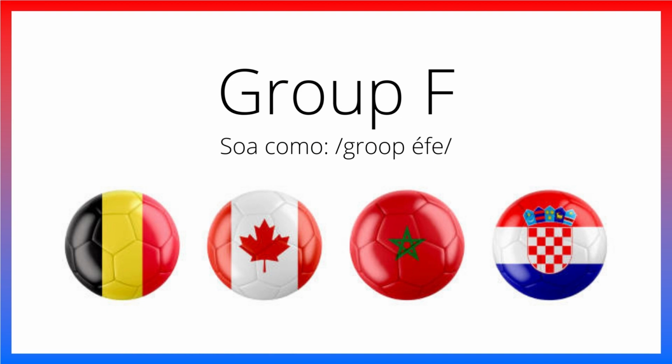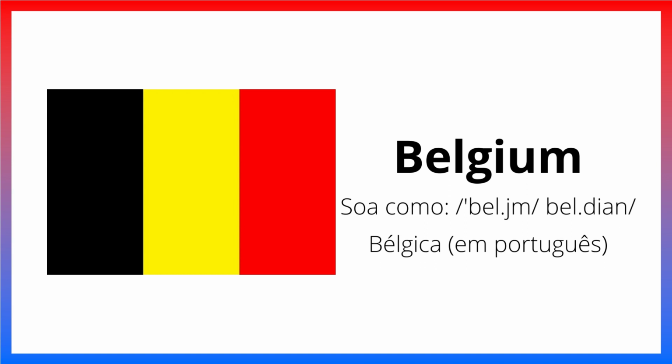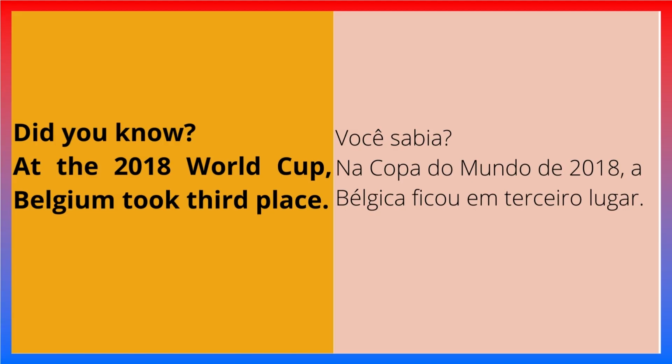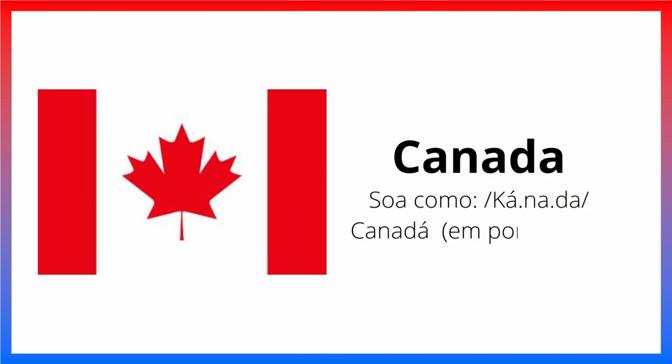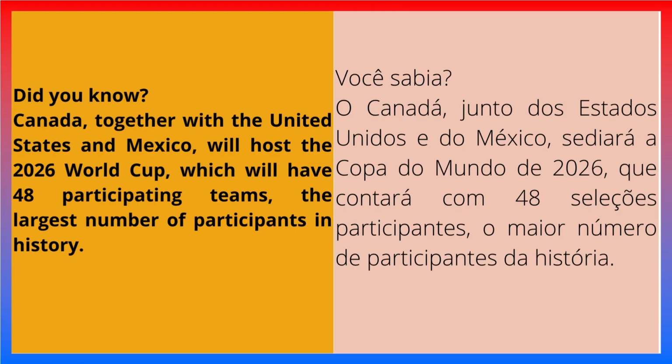Group F. Belgium. Did you know? At the 2018 World Cup, Belgium took 3rd place. Canada. Did you know? Canada, together with the United States and Mexico, will host the 2026 World Cup, which will have 48 participating teams, the largest number of participants in history.